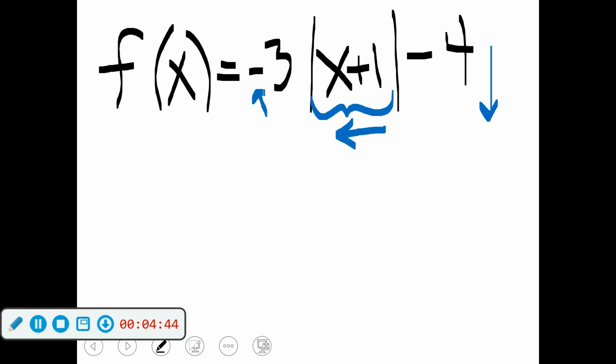And so many students are going to want to think of this as the same thing in front. These are actually 2 different things. There's the negative sign that says it opens downward. Another way to say that is you could say it reflects across the x-axis. It's important that you know both.